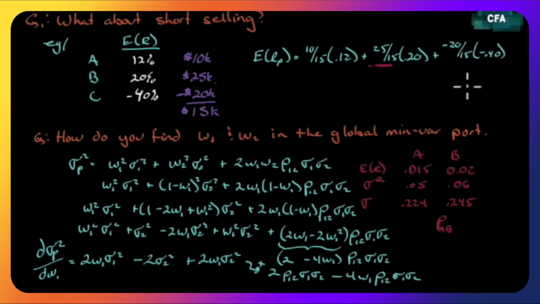So the only thing we have to make sure is our weightings add up to 1. 10 plus 15 minus 20 over 15 is 15 over 15 is 1. So our weightings add up to 1. So we can treat short selling just like we would treat borrowing and put a negative weight on that particular asset. Great. How do you find the weightings, W1 and W2, in the global minimum variance portfolio?